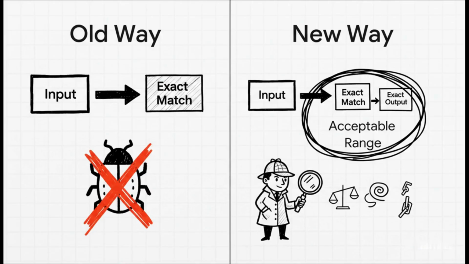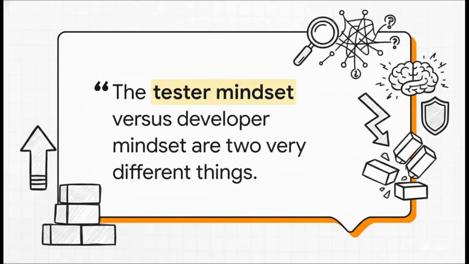You're no longer just a bug hunter. You're more like a vulnerability detective, looking for things like bias, hallucinations, and serious security risks like prompt injection. And this has never been more true. A developer might build something and test that it works. But a tester, we think about all the ways it could possibly break. In the world of AI, with its almost infinite possibilities for failure, that adversarial, exploratory mindset is an absolute superpower.